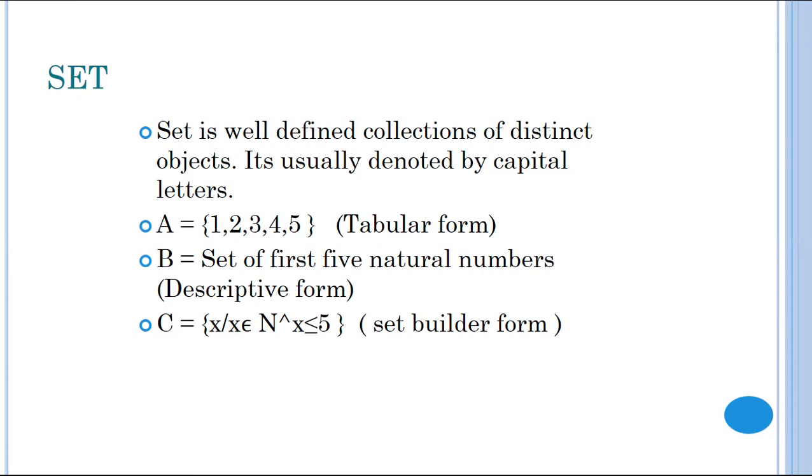First of all, set. A set is a well-defined collection of distinct objects. It is usually denoted by capital letters. So first of all, we will discuss set. In previous classes you already know about this. Here are three important words: well-defined, collection, and distinct.